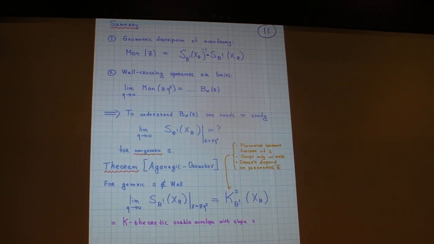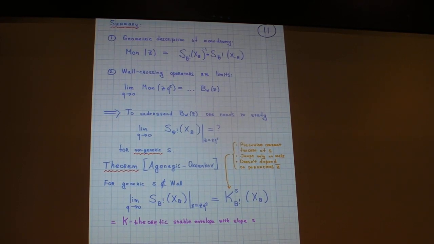The generic limit was already known, so it already appears in the paper of Aganagic and Okounkov. And the claim is that if you consider this limit for a generic choice of slope, so when the slope is not hitting the wall, what you get as an answer is the K-theoretic stable envelope of your variety. So again, stable envelopes come in many different flavors: cohomological, K-theoretic, elliptic. And in this limit, you just get the K-theoretic one.